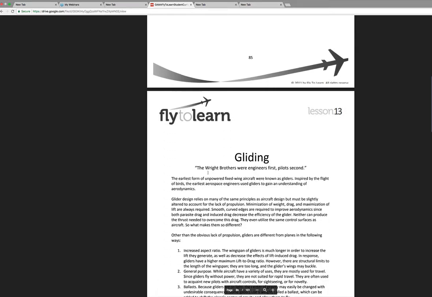From there, you can actually start going on into gliding, and we have lessons for designing the airstrip.